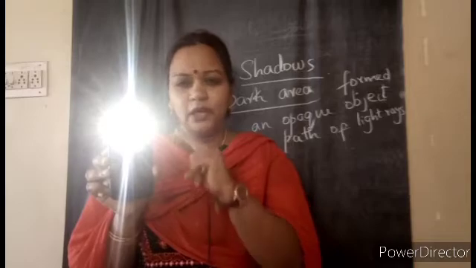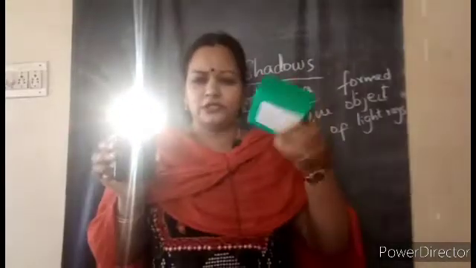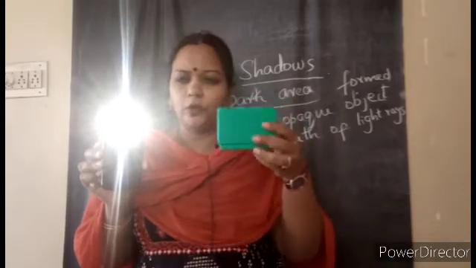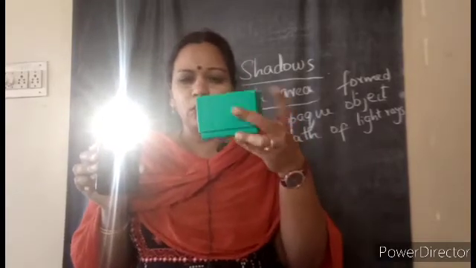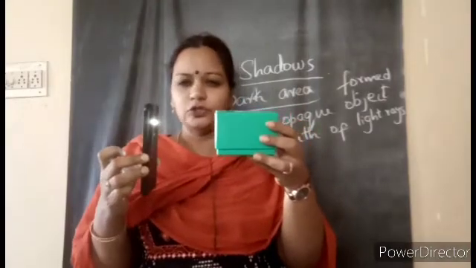This can be used as a source of light. Now see, yesterday in the previous class I showed you this cardboard box. This is an opaque object. That's why we don't know what is there inside. You all know that. Now see, I am making the light fall on this opaque object.